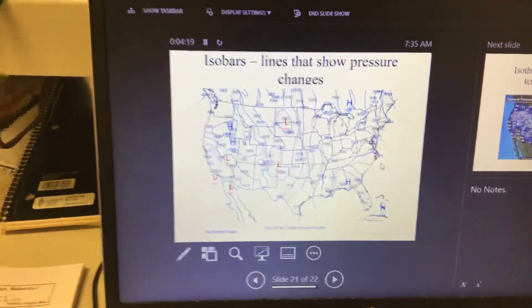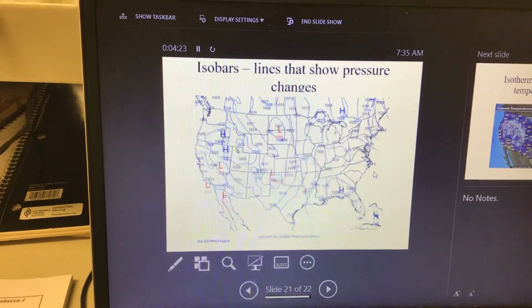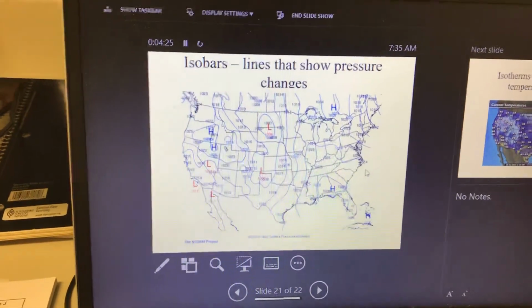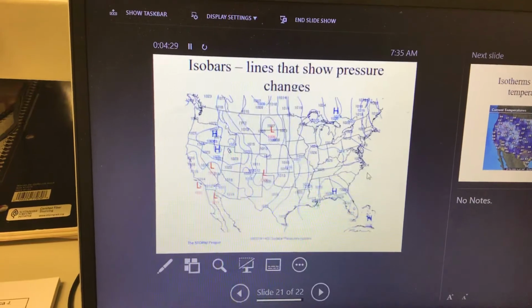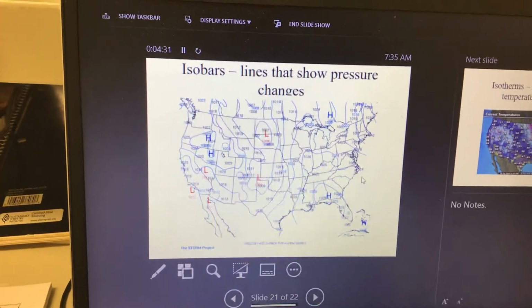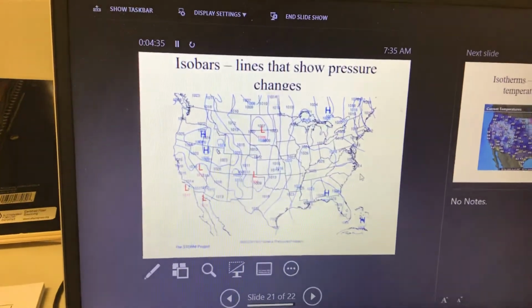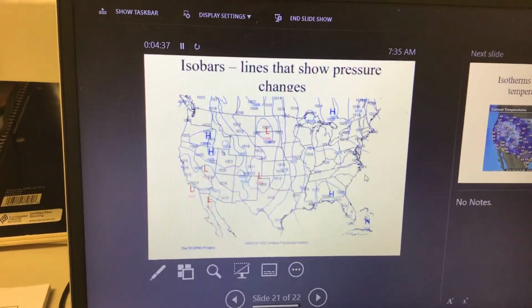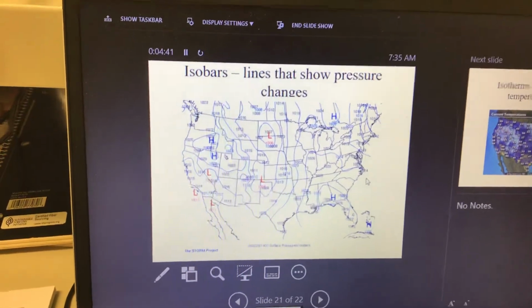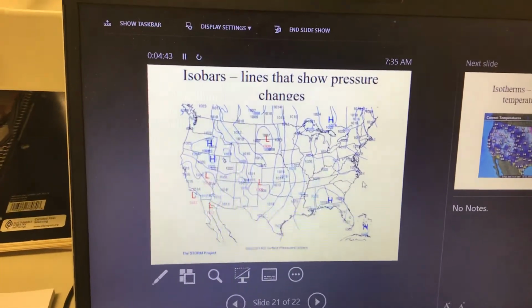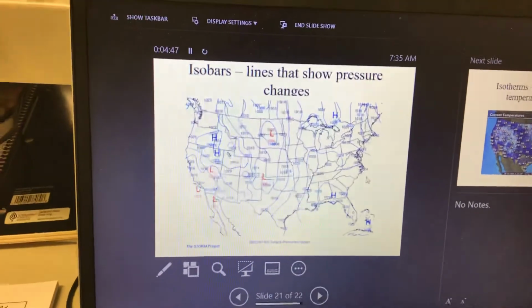A couple more terms, isobars, lines that show pressure changes. Maybe you've seen a map like this. A lot of times you see these type of maps in geography or social studies, where they have elevation or population density. Well, it's kind of the same thing, but with pressure. Isobar shows pressure changes. A barometer measures pressure, while an isobar shows the pressure on a map.